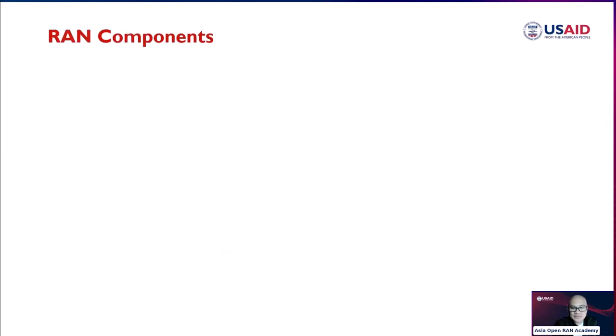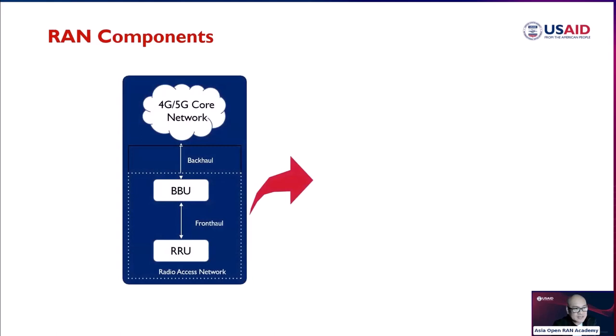What are the different RAN components, or the radio access components? You can see here the simplified architecture of a wireless network. You have the core network, and you have the radio access network here, composed of the BBU, or the baseband unit, and the RRU, or the remote radio unit. And then you have the UE here, the user terminal.